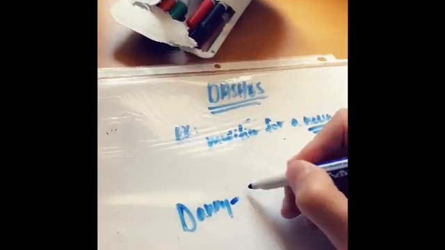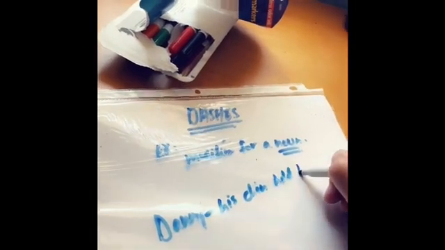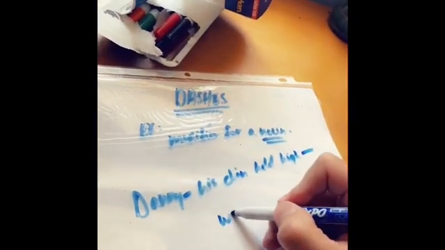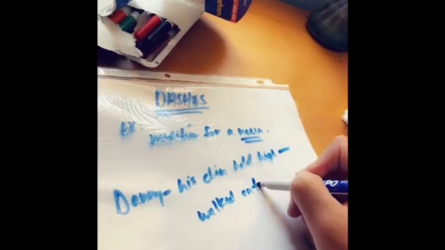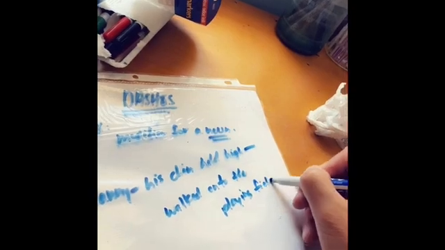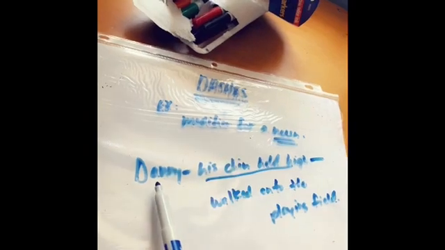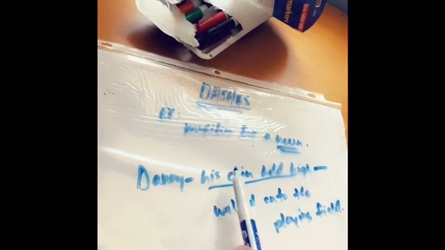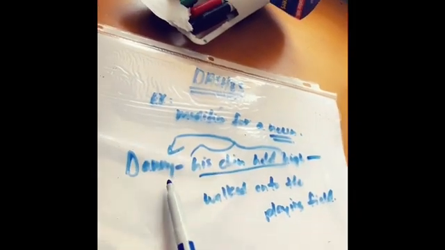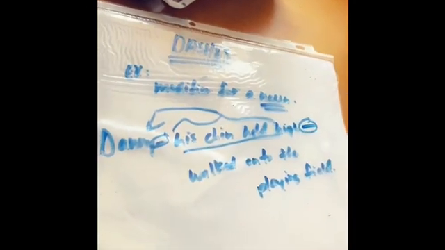Danny, dash, his chin held high, dash, walked onto the playing field. The information in the middle of the dash, his chin held high, doesn't need to be there. You could just say, Danny walked onto the playing field. But this information modifies Danny. So it looks something like this. Danny, his chin held high, walked onto the playing field. Use two dashes to set it apart and emphasize it.